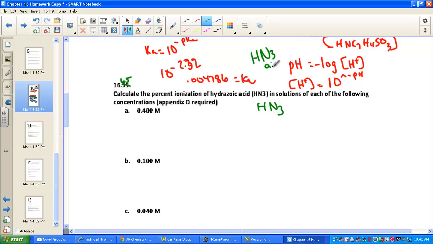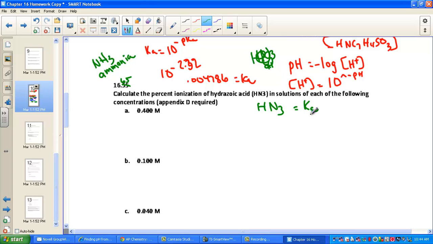This is a base, ammonia. I just did that backwards. NH3 is ammonia. Here is an acid. Here's its proton here, HN3, hydrazoic acid. In solutions with each of the following concentrations, Appendix D is required simply because we need to look up the Ka value of hydrazoic acid. You've been given an Appendix D, hydrazoic acid, HN3.